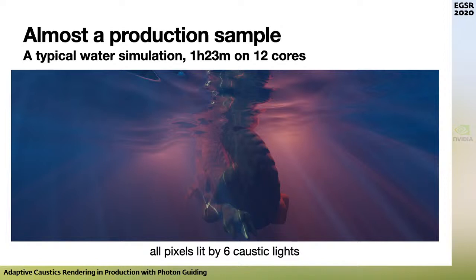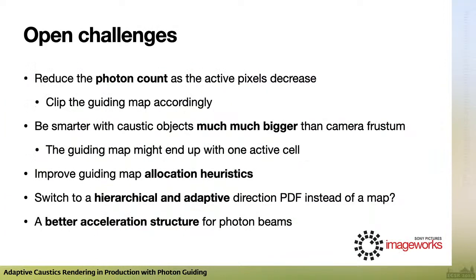Well, there are, of course, open problems to solve. We would like to be smarter about the photon count when the refinement just leaves a few pixels to be worked with. We would like to have maybe a more adaptive guiding so we can work with bigger scenes. There's also the acceleration structure that we use for photon beams, which is a simple BVH. That means that we have to split the beams for it to be efficient. That wastes a lot of memory. So that's something we would like to address next and improve.